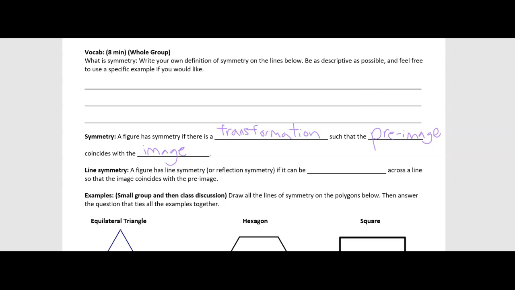So it is coincides. What that means is just that the pre-image would fit directly onto the image, or the image would fit directly onto the pre-image. So if you can do a transformation and the image lands exactly on where the pre-image was, the figure has symmetry. We're going to first talk about line symmetry. A figure has line symmetry, or we call this reflection symmetry, if it can be reflected across a line so that the image coincides with the pre-image. So let's go ahead down here and talk a little bit more about line symmetry.